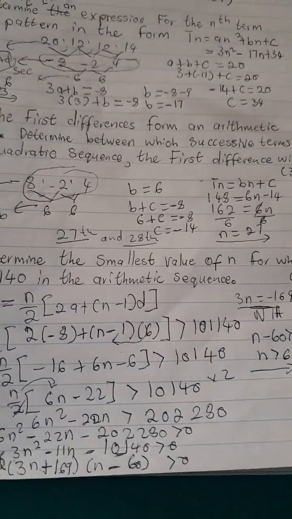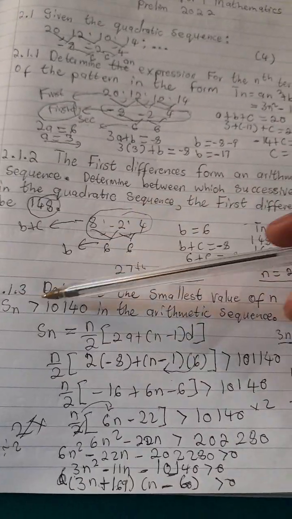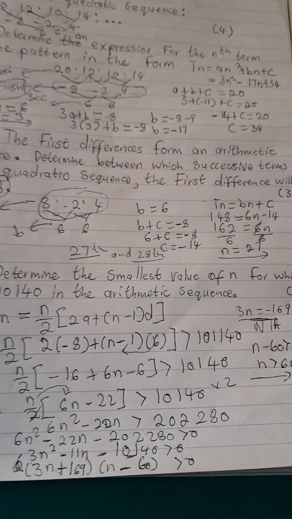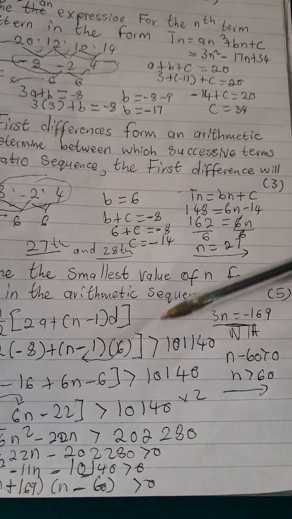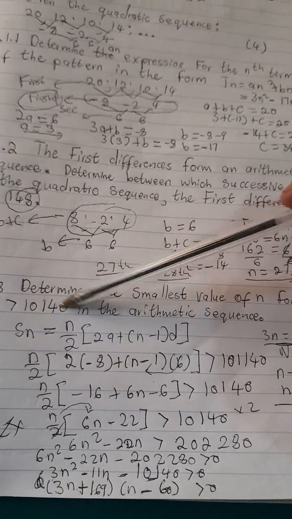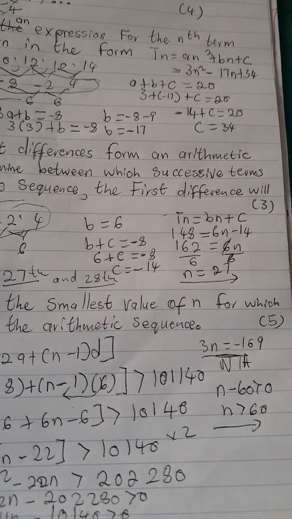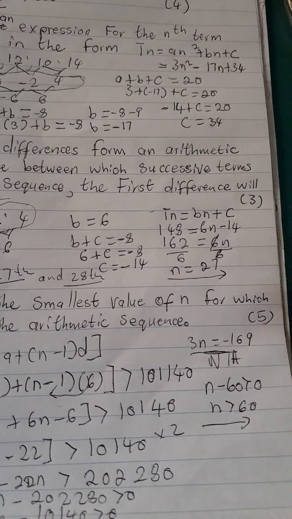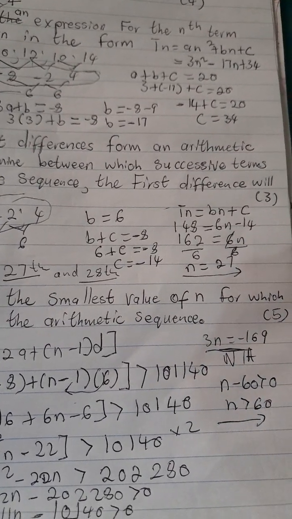So they said determine the smallest value of n for which Sn will be in the arithmetic sequence. So that will be 60. Even if you substitute, that will be greater than that. That will be smallest. Determine the smallest value of n for which Sn will be greater than 10. So it will be 60. So if you continue further, you could just say n is equals to 61. Yes, the next consecutive number that follows 60 will be 61.